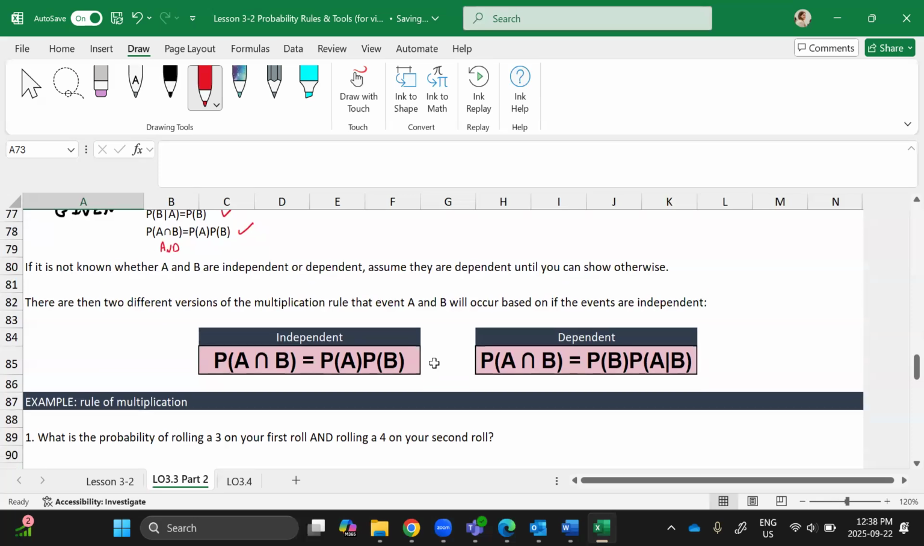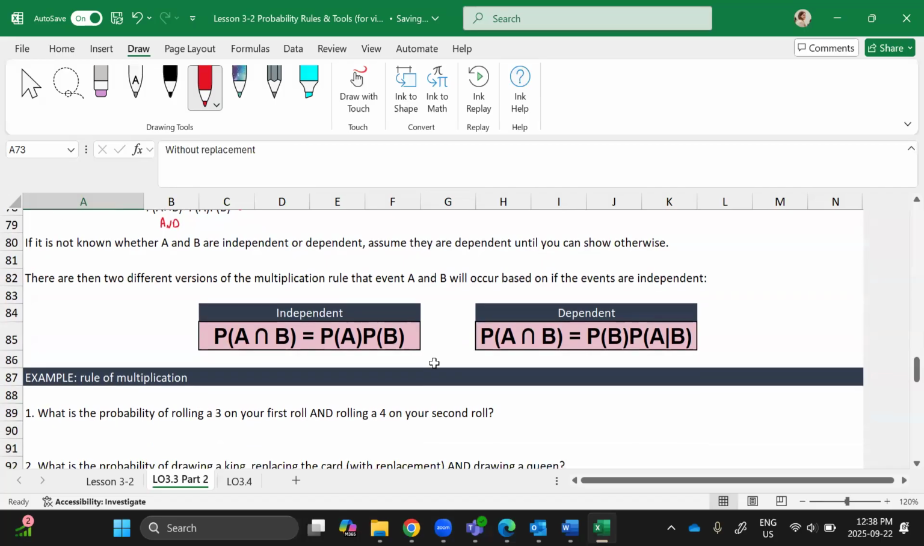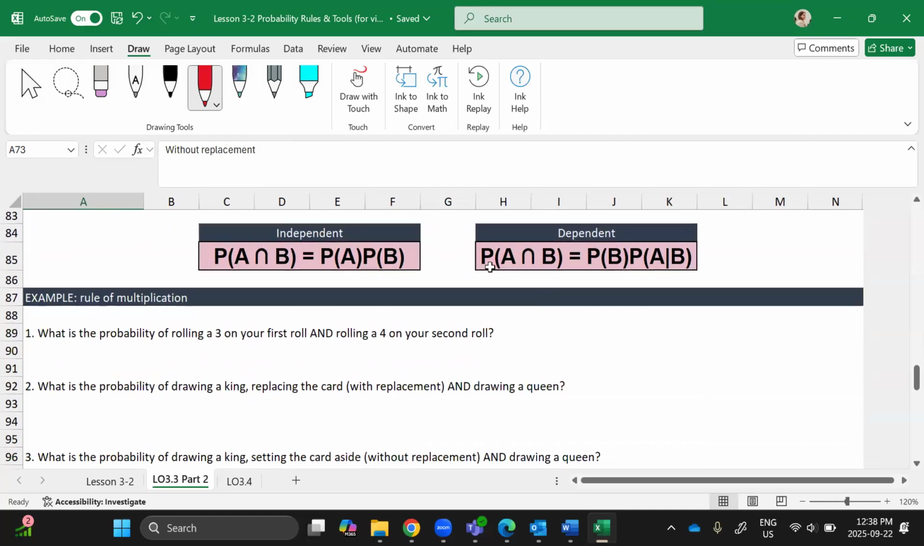Once you have determined if the events are independent or dependent, this leads to two versions of the multiplication rule. If you have independent events, then we can say that the probability of A and B is simply A times B. However, if you have dependent events, then the probability of A and B will be the probability of B times the probability of A given that B already happened.